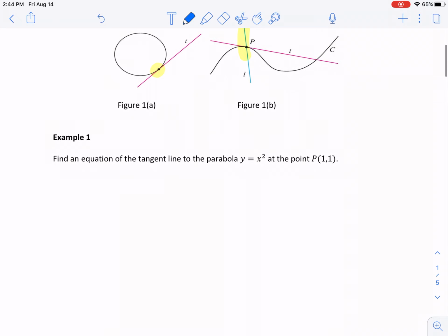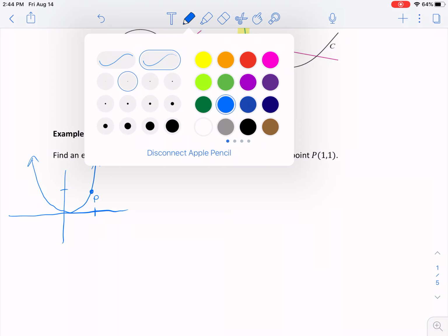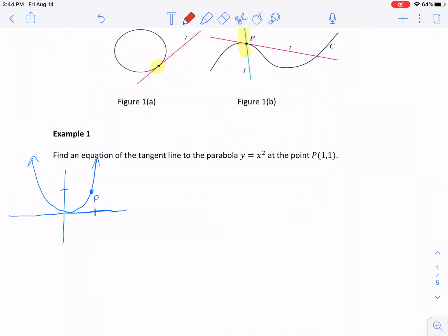The parabola y equals x squared is going to be like this. Now, we want to find a tangent line at the point 1, 1. So we have the point P here. This is point P, 1, 1. And then we want to find a tangent line. So we're looking at this line.